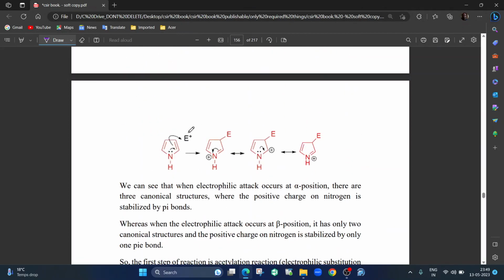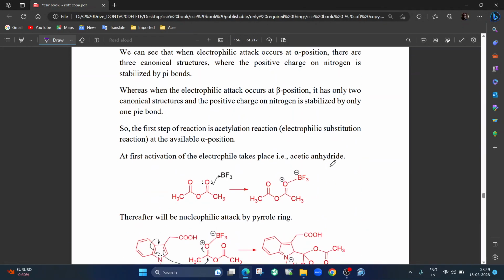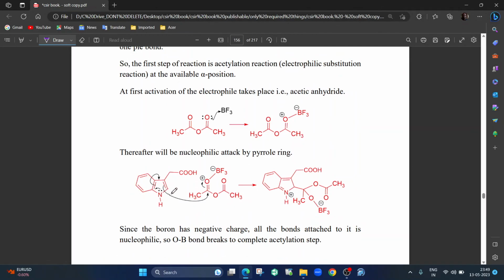Imagine when the attack occurs at position 3, you get a positive charge on this nitrogen, right? Same. And then when it pumps, you get a positive charge again. So basically only one pi bond is there which is stabilizing the positive charge. You can see very clearly that the positive charge is delocalized only between this nitrogen and this carbon atom. So it is not much delocalized, quite localized, and therefore not very stable. The intermediate is less stable, the activation energy is much higher, and therefore electrophilic substitution occurs at position 2 and not 3. For this molecule, anyway, everything was blocked.